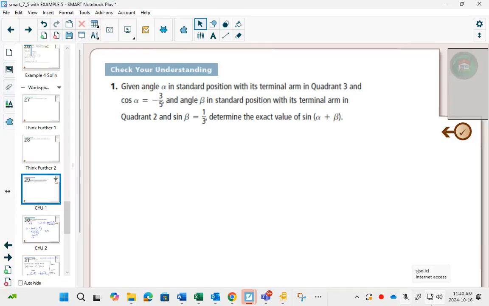You have an angle alpha in standard position with its terminal arm in quadrant 3, and cos alpha is negative 3/5. An angle beta in quadrant 2, and sine beta is 1/3. Determine the exact value of sine alpha plus beta.